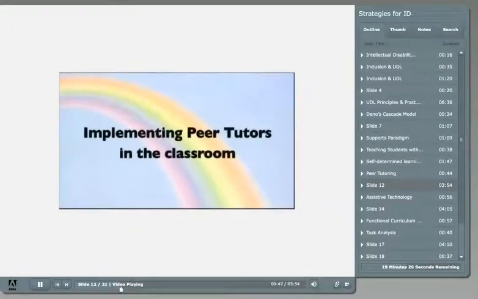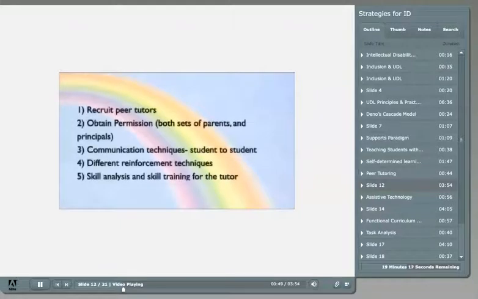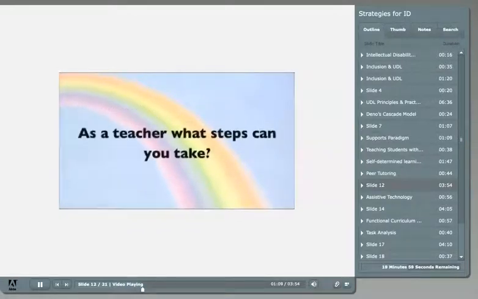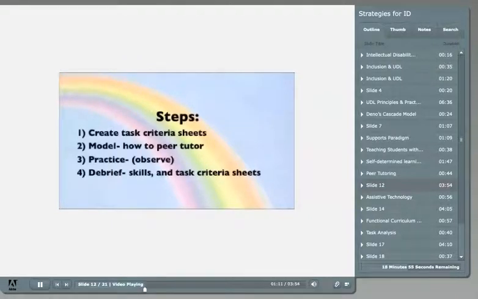Implementing peer tutors in the classroom. First, recruit peer tutors. Second, obtain permission from both sets of parents and principals. Third, communication techniques, student to student. Fourth, different reinforcement techniques. Fifth, skill analysis and skill training for the tutor. As a teacher, what steps can you take? Create task criteria sheets. Model how to peer tutor. Practice, observe, and debrief skills and task criteria sheets.